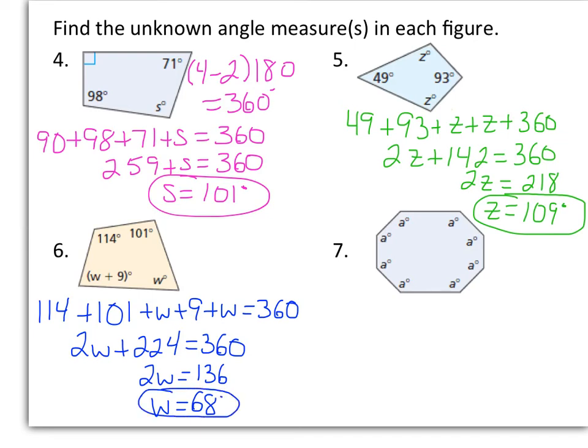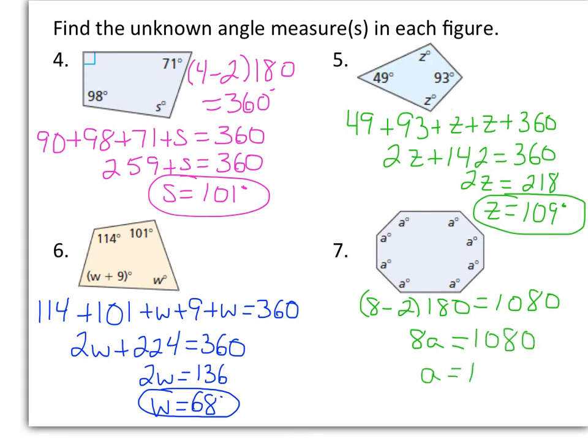And finally, number 7. If you notice, we have an 8-sided figure, an octagon. So first we need to find out how many degrees our interior angles will add up to. And we get 1080. Now, all the angles are the same, so we can say 8a equals 1080. Divide by 8. Each angle is 135 degrees.